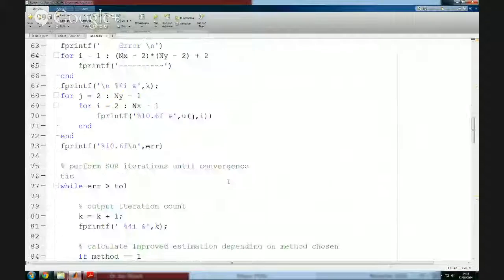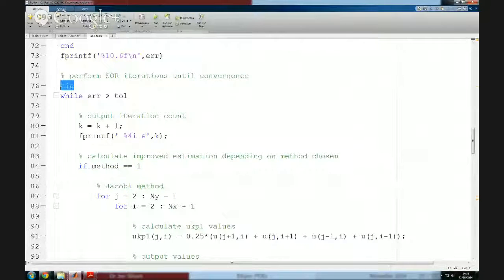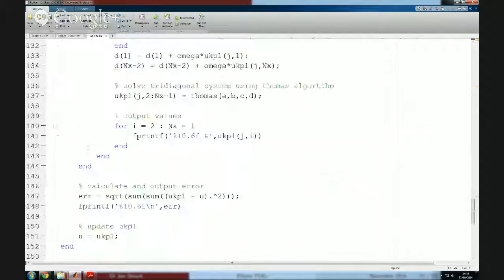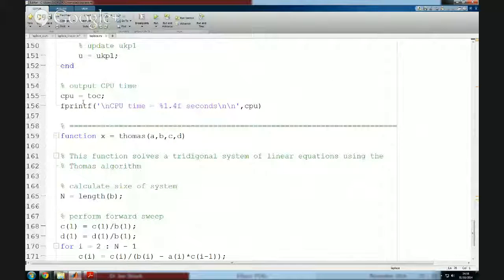What you do is tic. Think of it as a stopwatch. Tic starts the stopwatch. So I've put tic before the while loop, and it's going to go all through the iterations. And at the bottom, after the while loop, let's scroll down here, I've got CPU equals toc. Toc is stopping the stopwatch. The time that elapses between tic and toc is now in CPU. And all I've done here is an fprintf statement at the end to output the CPU time.